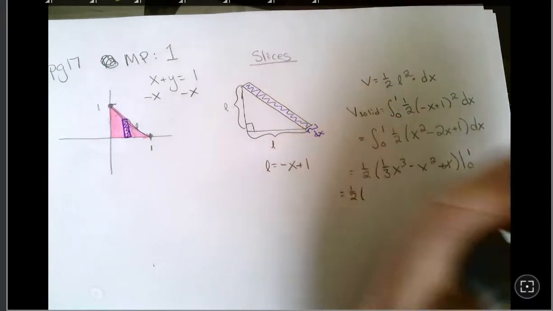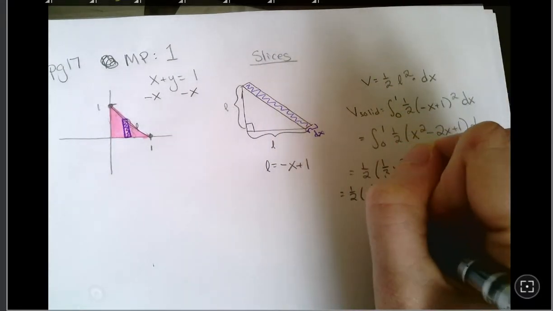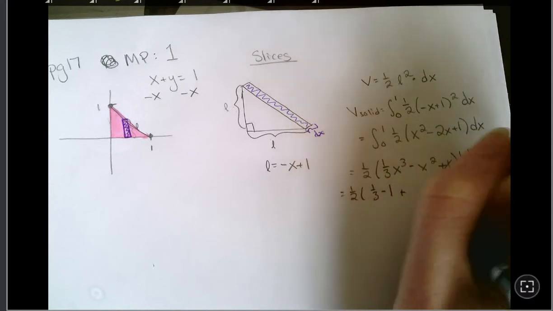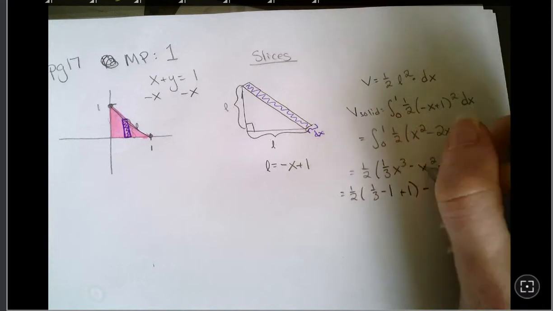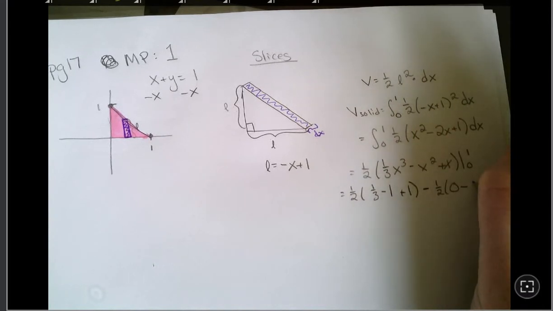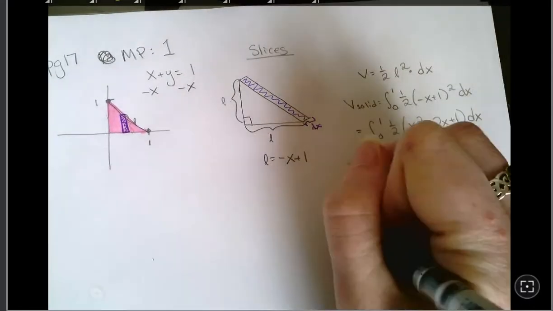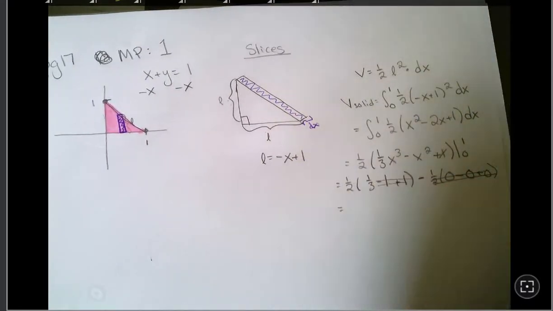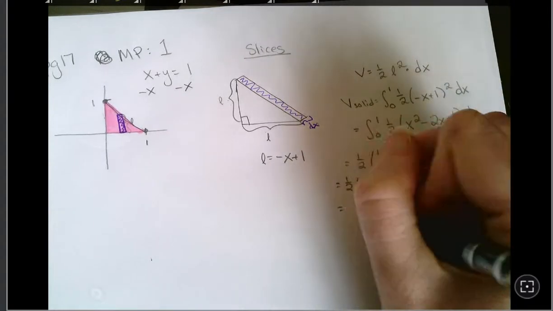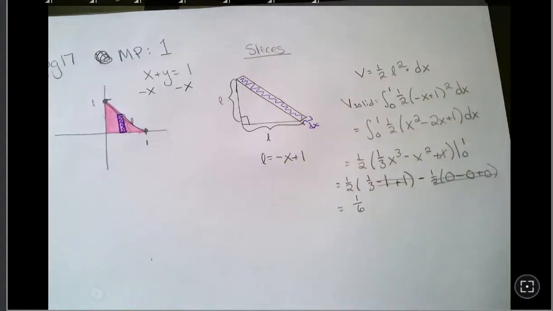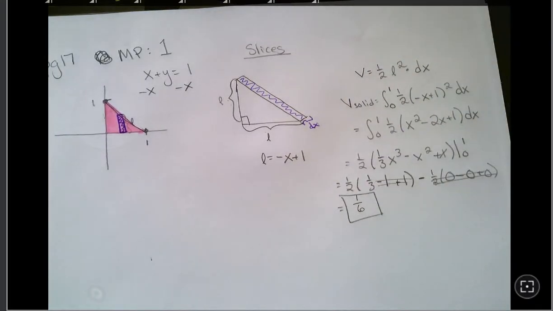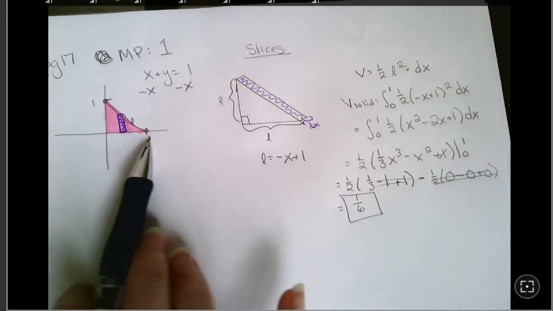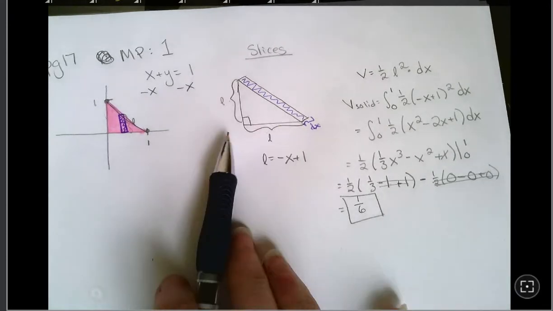When I plug 1 in here, we'll end up with 1/3 minus 1 plus 1, times 1/2. Well, when I plug 0 in, these all end up being 0. So 0 minus 0 plus 0. All those cancel out still. So last thing, our 1's cancel, leaving us behind with 1/2 times 1/3, which is 1/6. That is the volume created by something with this shape of a base and triangles coming out from it.